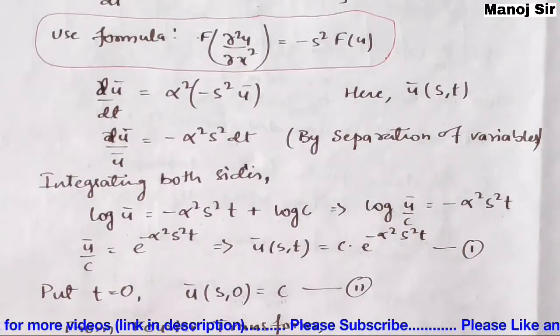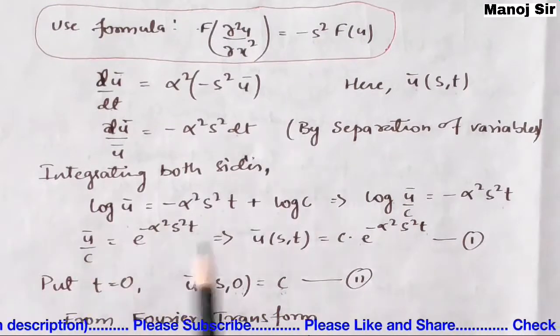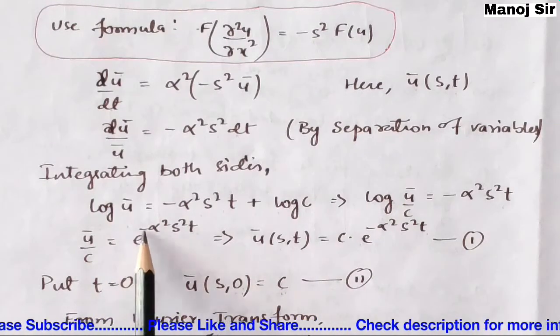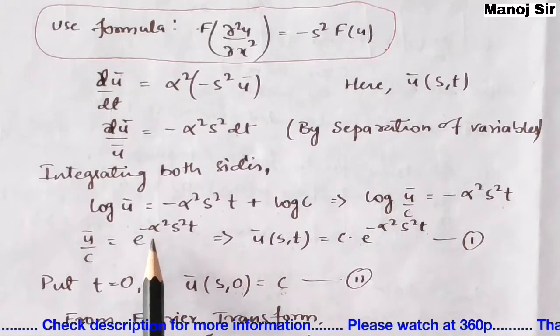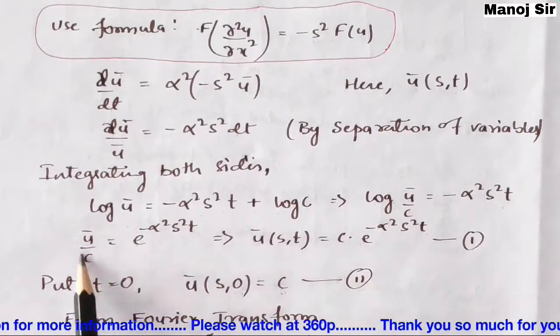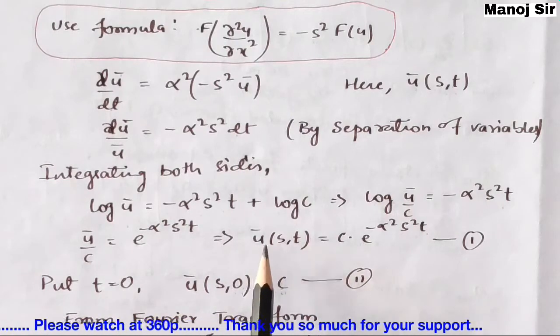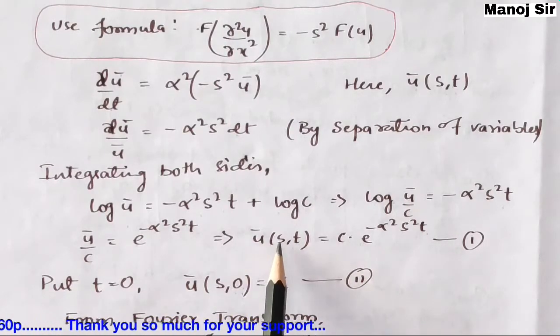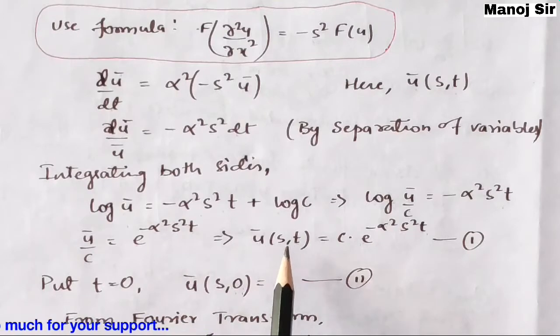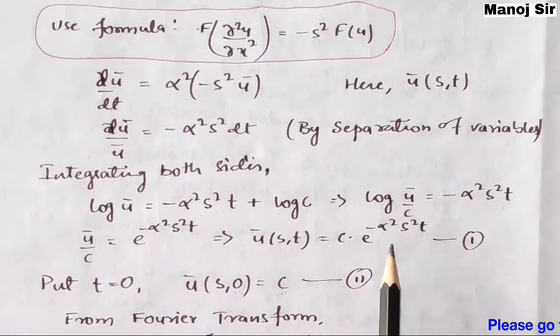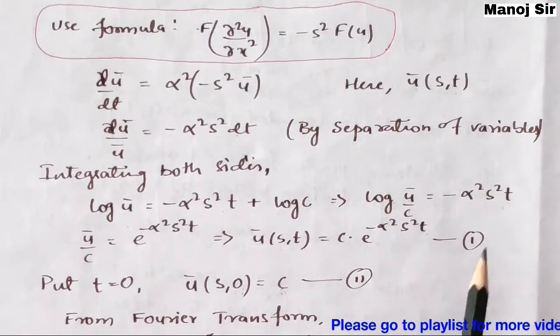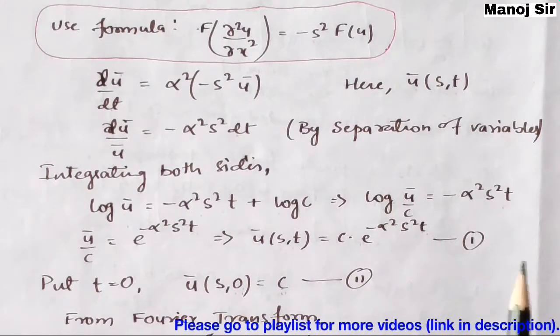Now taking this log to the right hand side, you will get u bar upon c equals e to the power minus alpha square s square t. Now taking this c to the right hand side, you will get u bar, which is a function of s and t. So this is going to be c into e to the power minus alpha square s square t. Let's suppose this is my equation number 1.